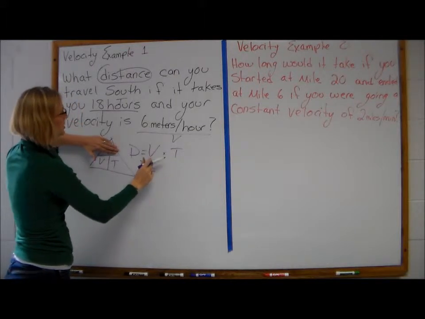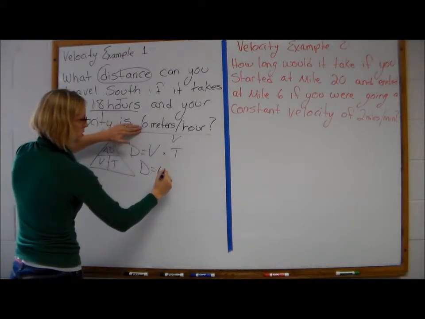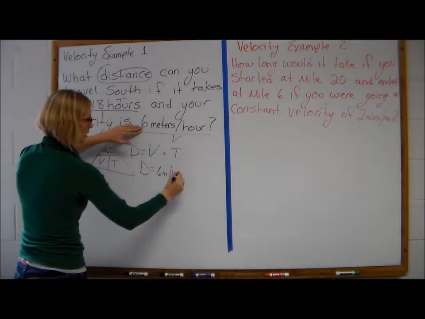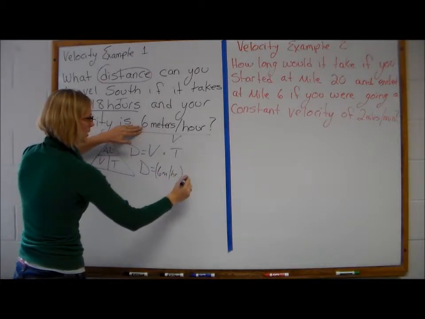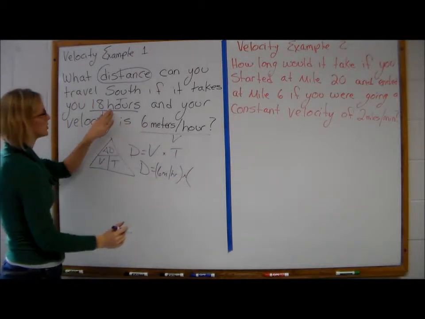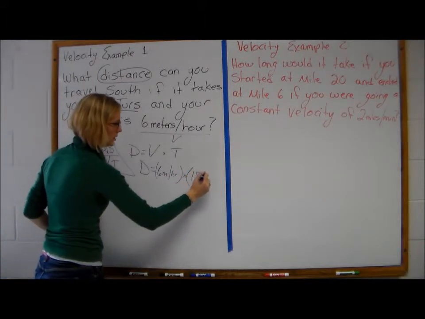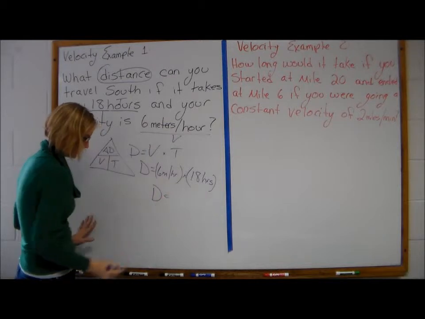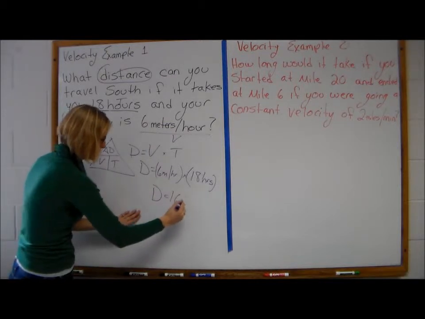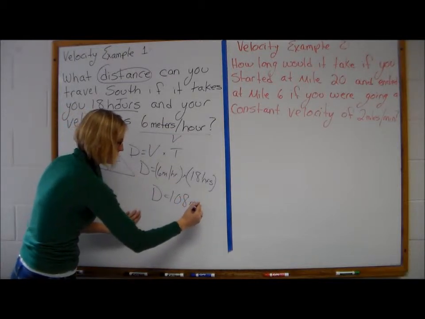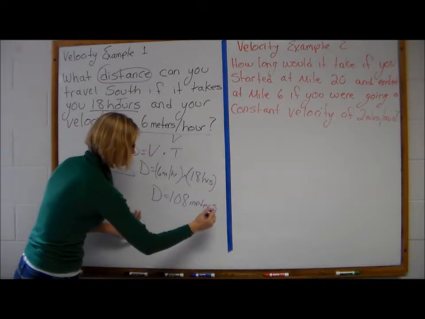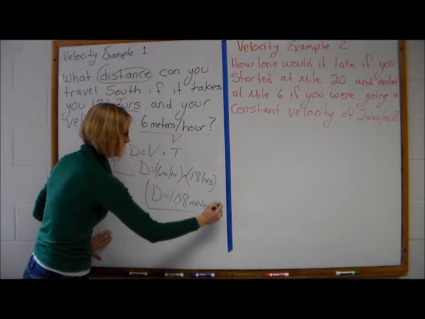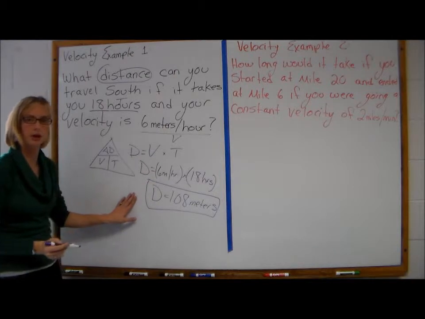Plug in our numbers. Our velocity is 6 meters per hour. Multiply that by our time, which was 18 hours. Plug it into your calculator, and you get a distance of 108 meters. Make sure you circle your answer.